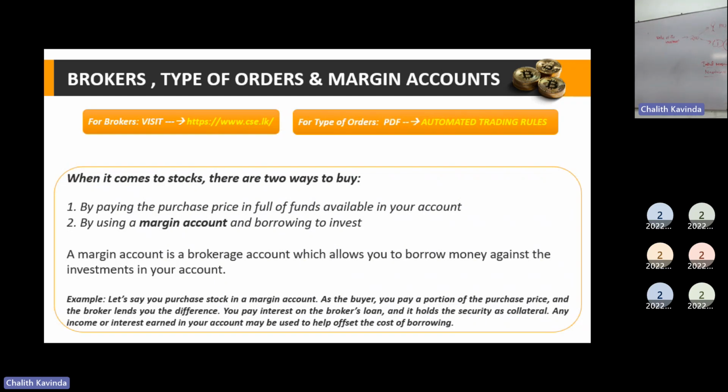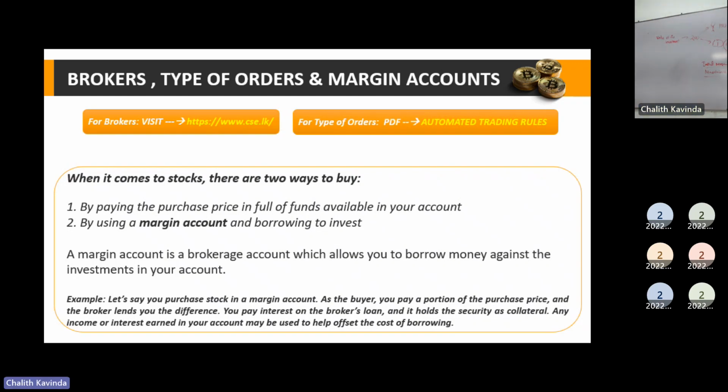Let's say you purchase a stock in a margin account as the buyer, you pay a portion of the purchase price, right? So if the value is 200, you pay 100, and the broker lends you the difference. The remaining 100, the broker will pay it. You have to pay the interest on the broker's loan, and it holds the security as collateral. The value of your account will be considered as collateral.